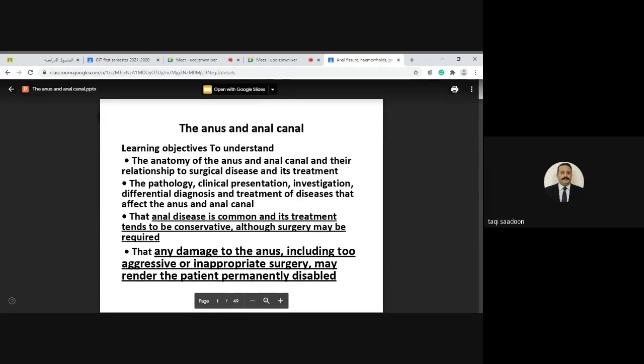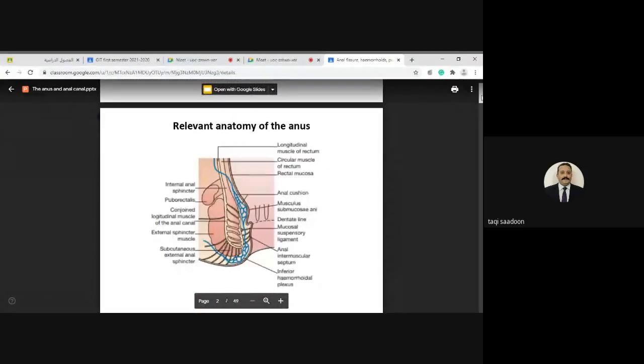You should know the anatomy very well because any damage to the anus, including too aggressive or inappropriate surgery, may render the patient permanently disabled, may render the patient incontinent. And it is very difficult for the patient to be incontinent. Or maybe with anal stenosis, severe stenosis, if it is inappropriate or aggressive, bad surgery for hemorrhoid or perianal disease. This is the anatomy you should know very well.